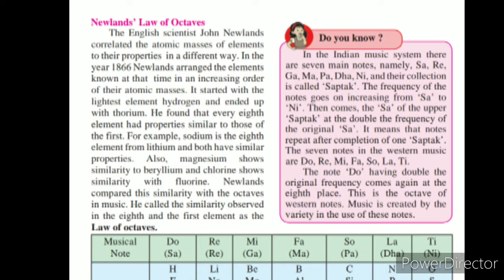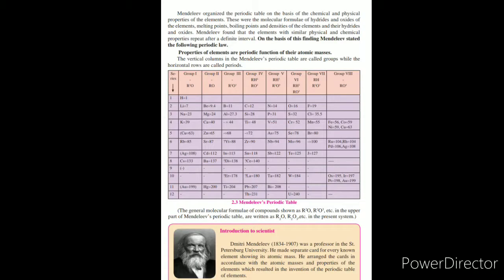Newlands compared this similarity with the octaves in music. He called the similarity observed in the eighth and the first element the law of octaves. In the Indian music system, there are seven main notes, sa, re, ga, ma, pa, dha, ni, sa, which is called saptak. Compared with it, he gave the example of hydrogen, lithium, beryllium, boron, carbon, nitrogen, oxygen.